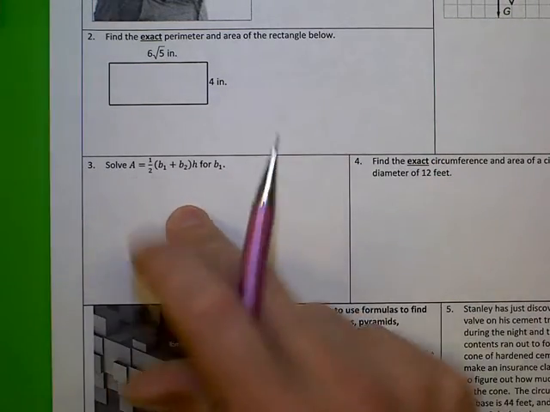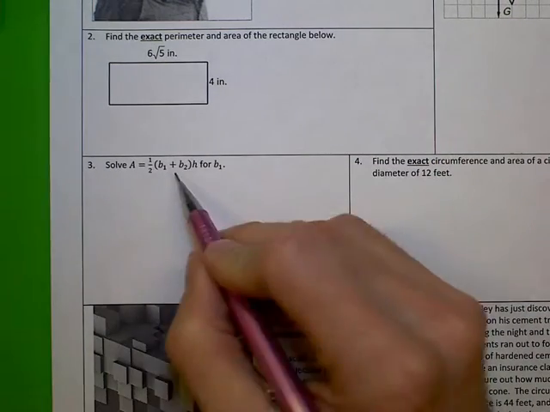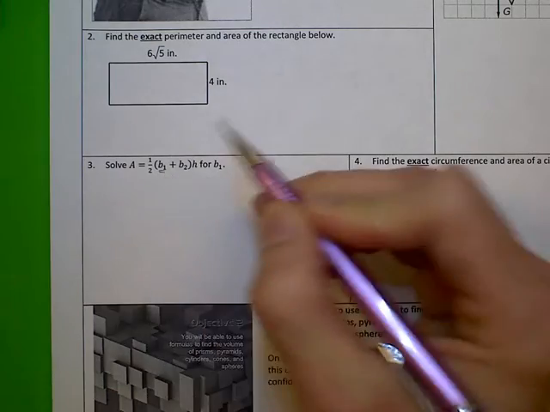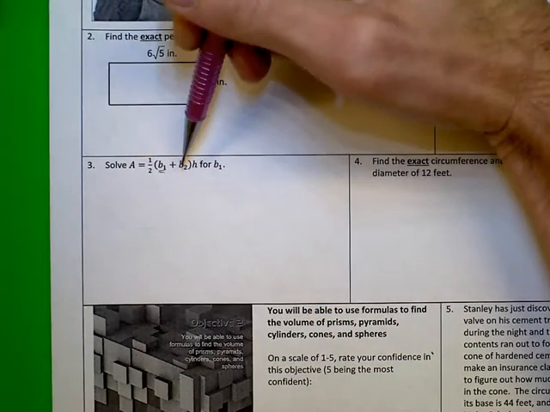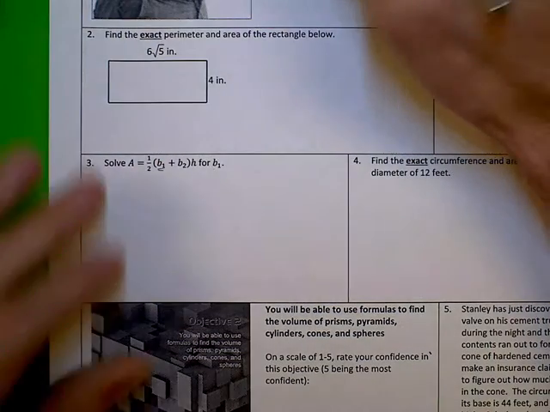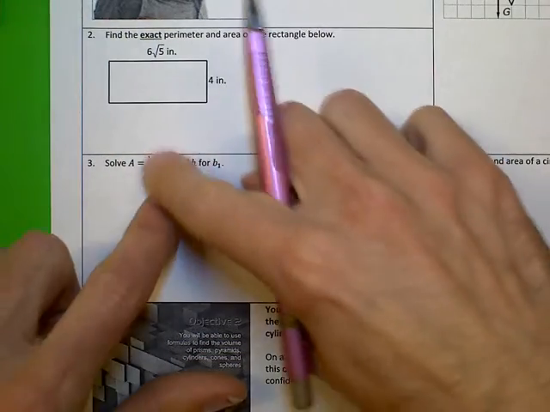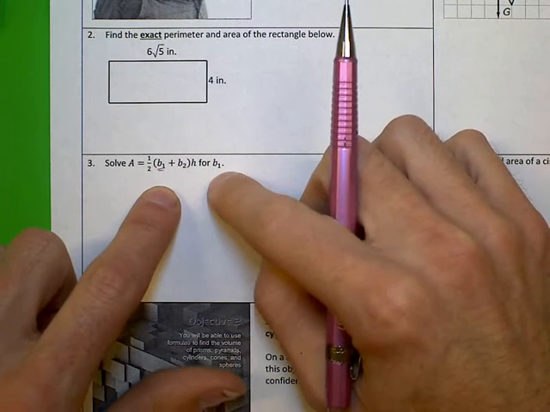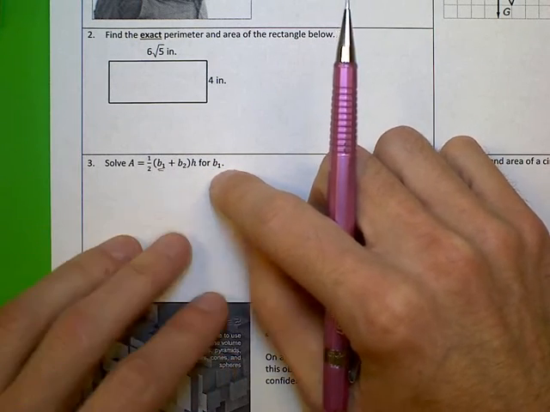So on this review, on question number 3, we're trying to solve this formula for B1. We're trying to get B1 all by itself. And that's the formula for the area of a trapezoid. That's not something that you have to have memorized, but the point here is to be able to rearrange a formula so that you can put it in terms of whatever variable that you want.